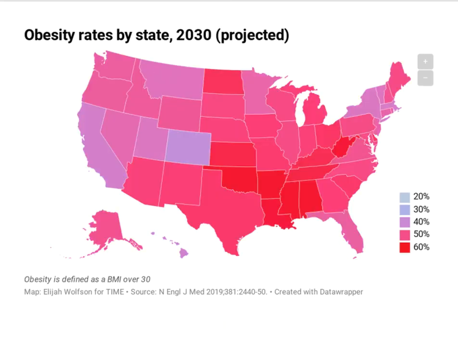And then this is the projection. 60%, it's projected. Look at all of these states here. All of these states and around here are projected to have 60% of their population with a BMI of 30 or over by 2030. We've got to do something about this. This has to be something that we're talking about.